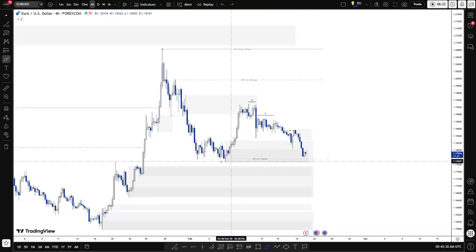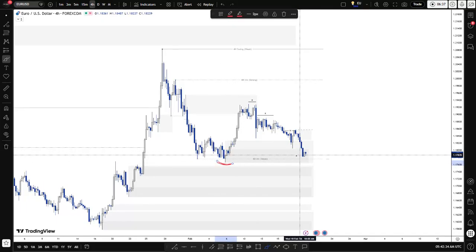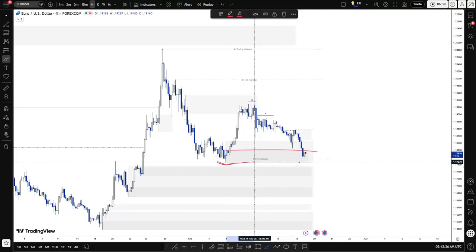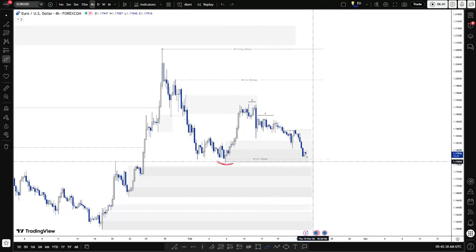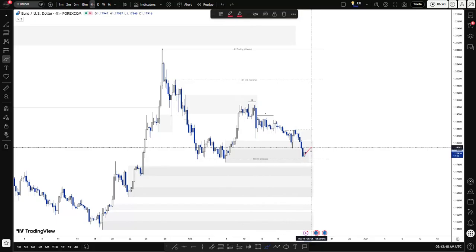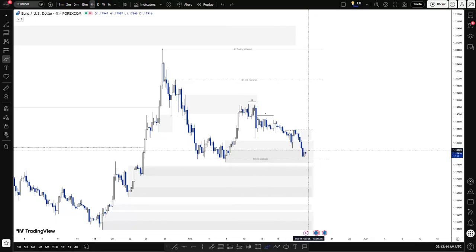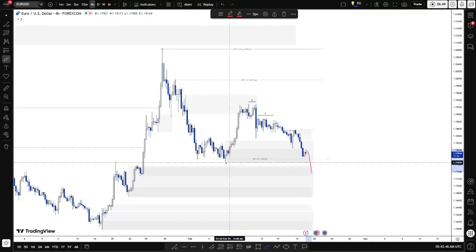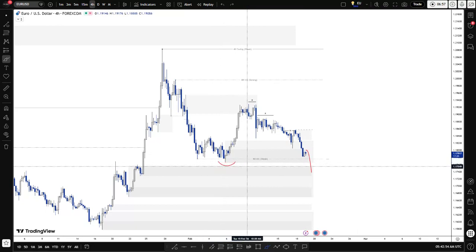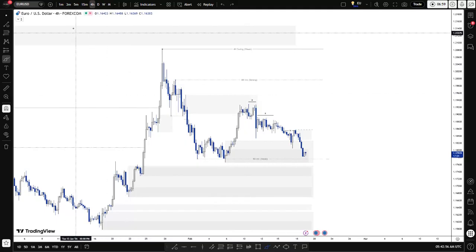But also, if price is going to target this low, then this demand can fail, right? It can fail to hold. So we can be aggressive and anticipate that it will fail. We will not get a huge reaction from it, and we look for shorts targeting this liquidity pool below this low. So that's all for the 4-hour time frame. Let's drop down to the M15 time frame.